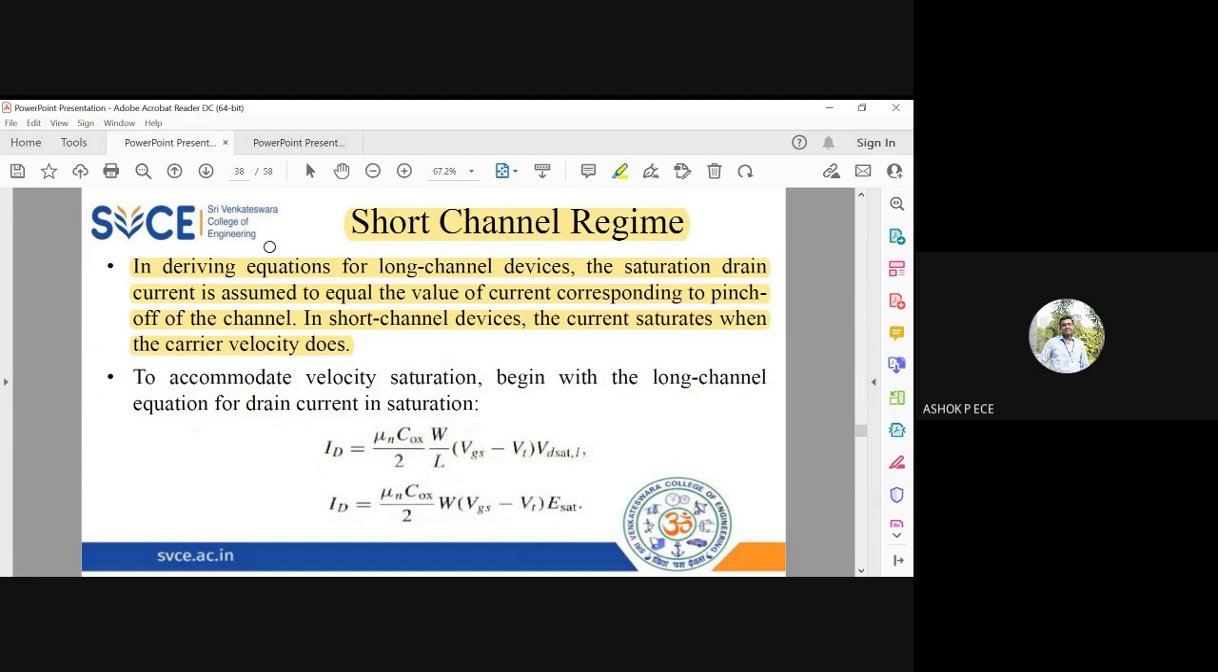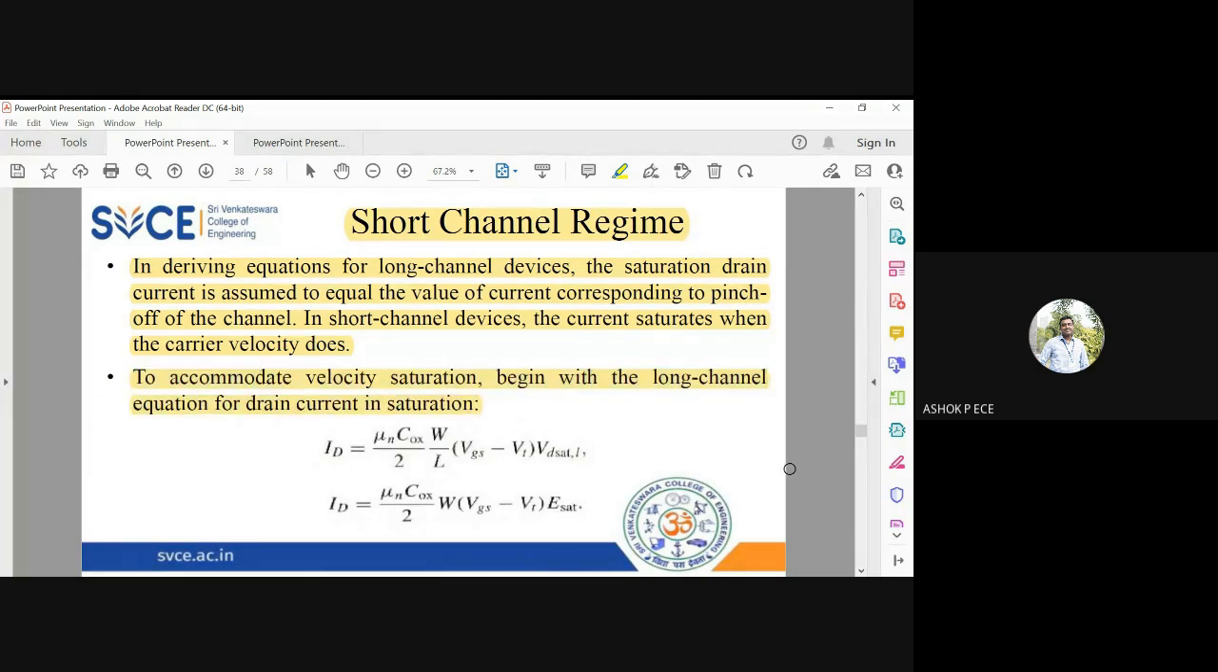Whereas in long channel, you have a separate region called the pentode region or saturation region, where we have seen the drain current is proportional to the square of VGS. But here in the short channel regime, when the velocity is going to saturate, the current is assumed to saturate. That is one difference we have to understand in the short channel regime, and the equations will also vary slightly.